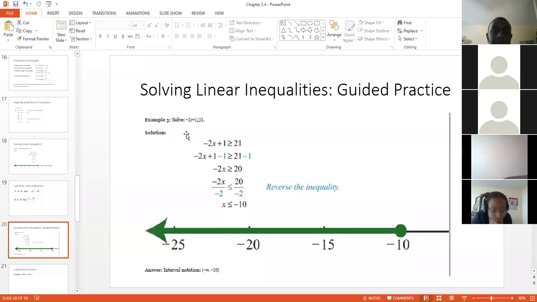They only ask to solve for it, so this is the answer: x is less than or equal to -10. But you can also express it through a graph. You have -10 here because -10 is inclusive. It's a closed circle, and you shade in all the values to the left of -10, going to infinity. You can also express it in interval notation: negative infinity, parentheses, comma, -10, bracket, inclusive.